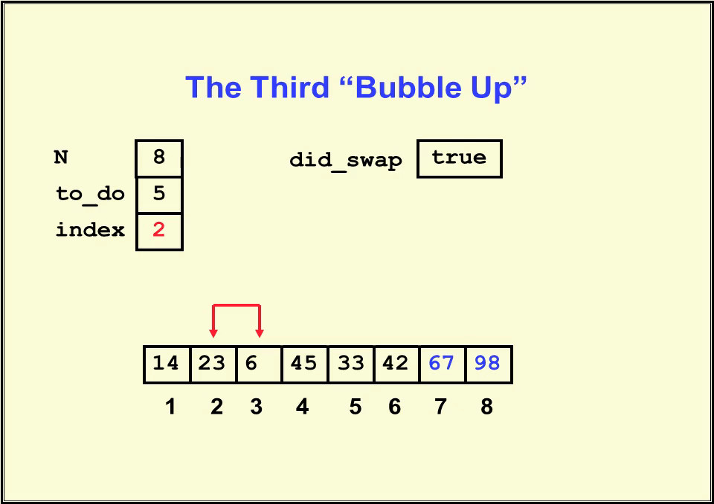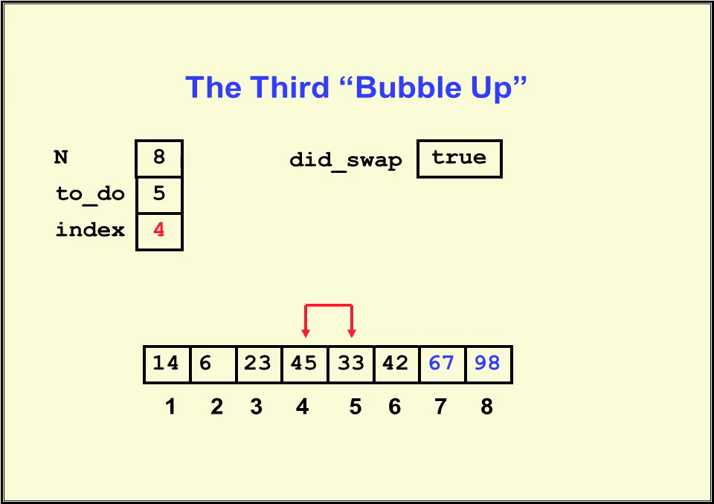23 is greater than 6, so swapping will occur and the index values of 6 and 23 will be changed. After that we go to the third index, where the value is 23. So we check whether the third index value is greater than the fourth index value or not. Between 23 and 45, 23 is less than 45, so no swapping will occur.